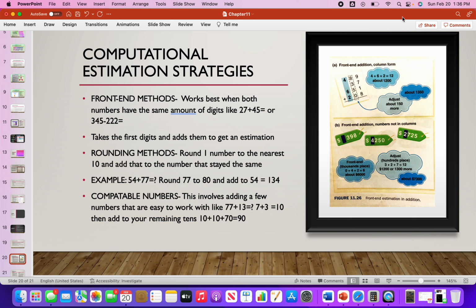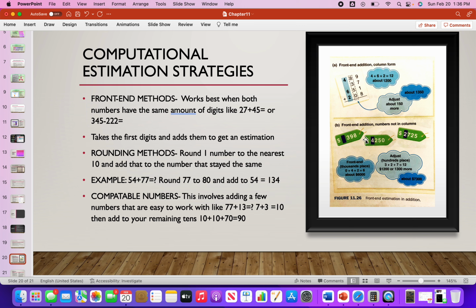The book also shows a good example of this. In this one, there are 3 numbers with 3 digits each, and they go ahead and add the first numbers, the hundreds, and then they adjust for their tens, and they get about 1350.